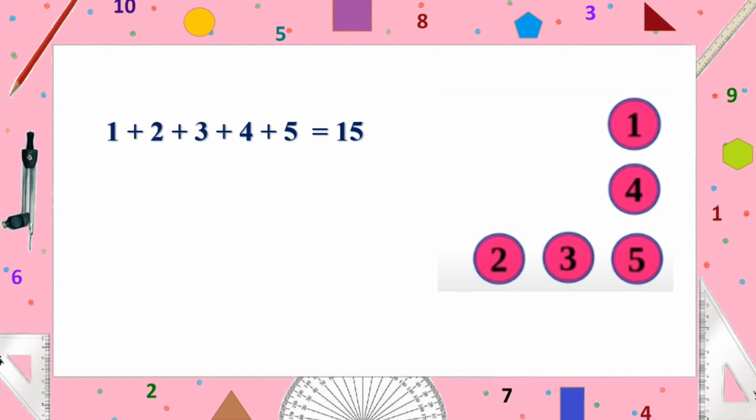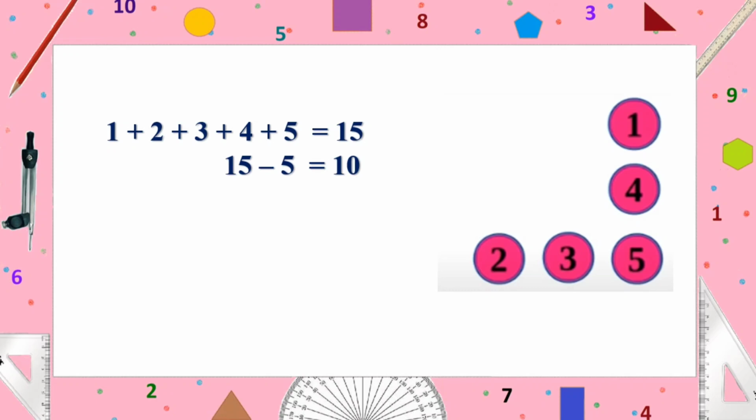So, in the first type, the corner number is 5. She then subtracted 5 from 15. So, she subtracted 5 from 15 and she got the number 10. Then what had she done?